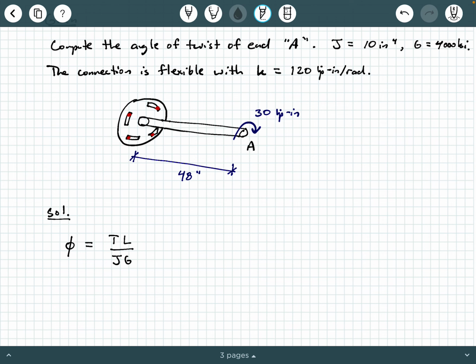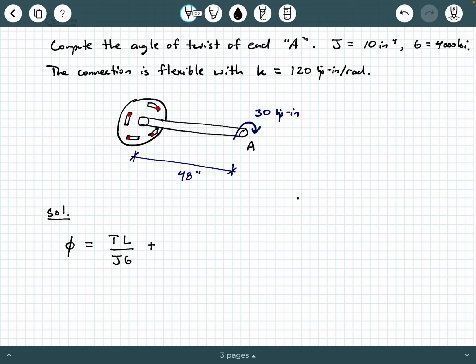So what do we do? Well, we have to incorporate Hooke's law for torsional flexibility, or a torsional spring. So what we're going to do is add to it a version of Hooke's law for torsional spring stiffness. So what is that going to be? Well, if you recall, Hooke's law for a torsional spring is T equals K phi.